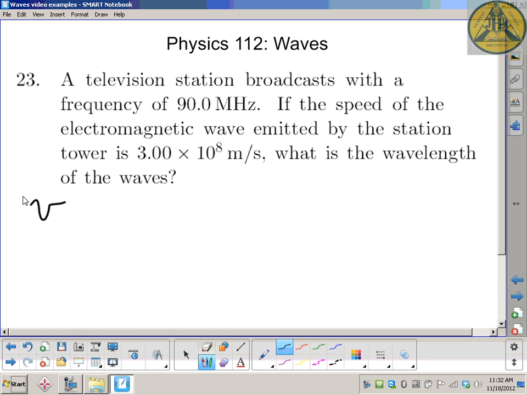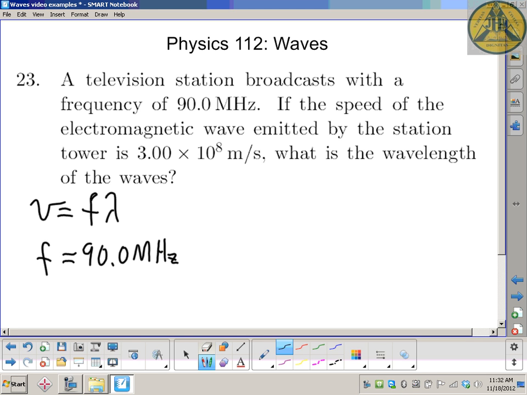So the formula is speed equals frequency times wavelength. Been using that one for a bit. And we have speed and we have frequency, so we divide to get wavelength. The key is to make sure your units are in hertz, not in megahertz. So the frequency given in the problem is 90 megahertz. Whenever we use our equations, we have to put everything in its base unit of just hertz.